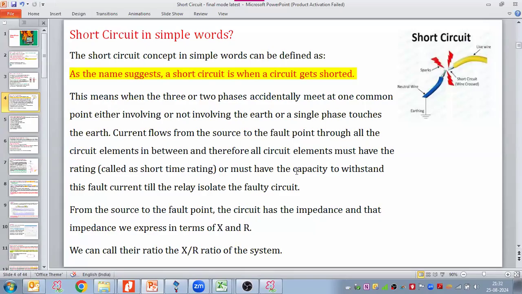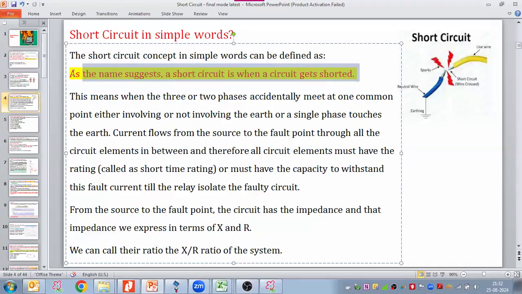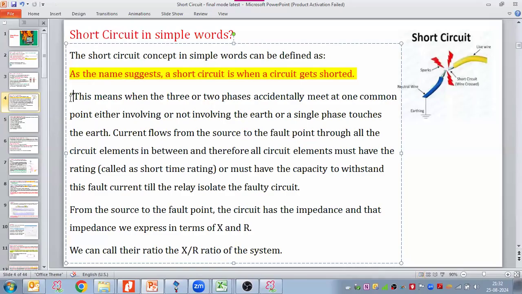And from the source to the fault point, the circuit has impedance, and that impedance we express in terms of reactance and resistance, X and R, and their ratio we call the X/R ratio of the system. But again, going back in simple words, this is one statement. Second, I took this short circuit in more detail. Here we can see the detailed explanation.